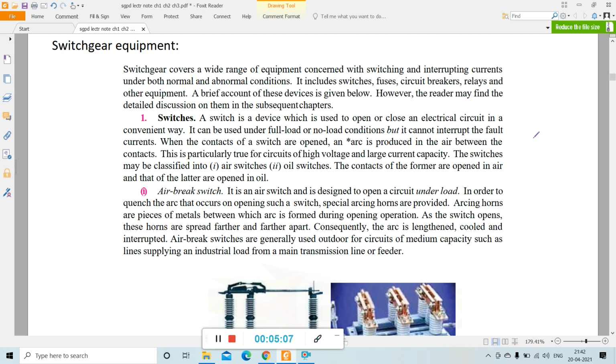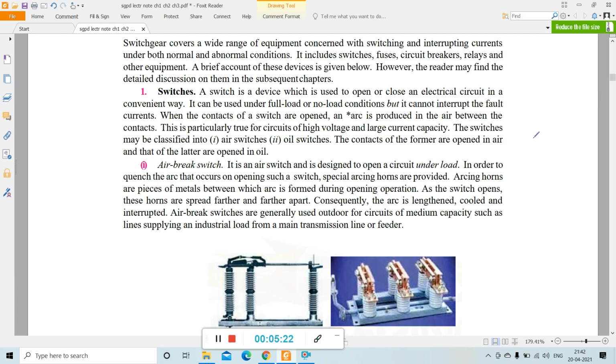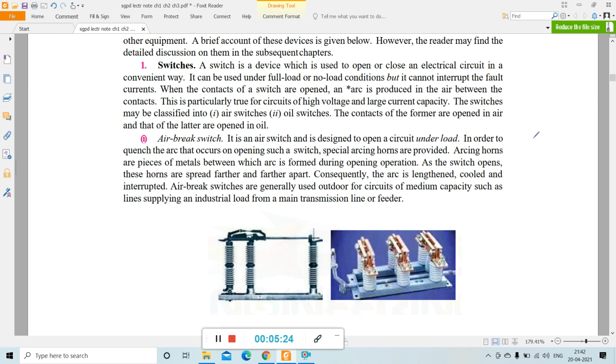Okay, so under switches we will classify these switches in three categories. One is the air switches, oil switches. Okay, so air switches, how the air switches is, see, air brake switches. It is an air switch and is designed to open circuit under load conditions. Okay, so normally air brake switch operate under load, full load condition.